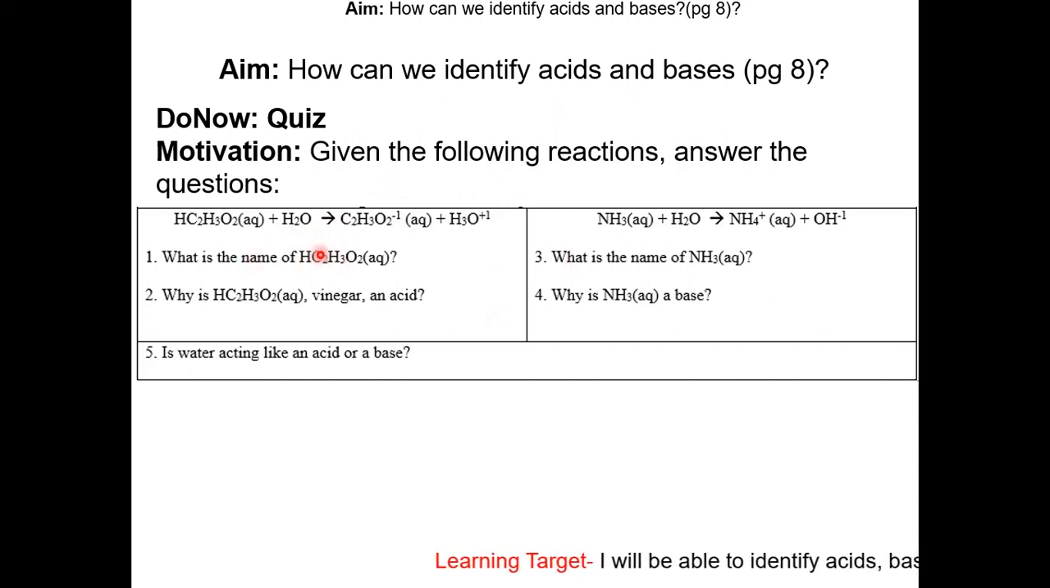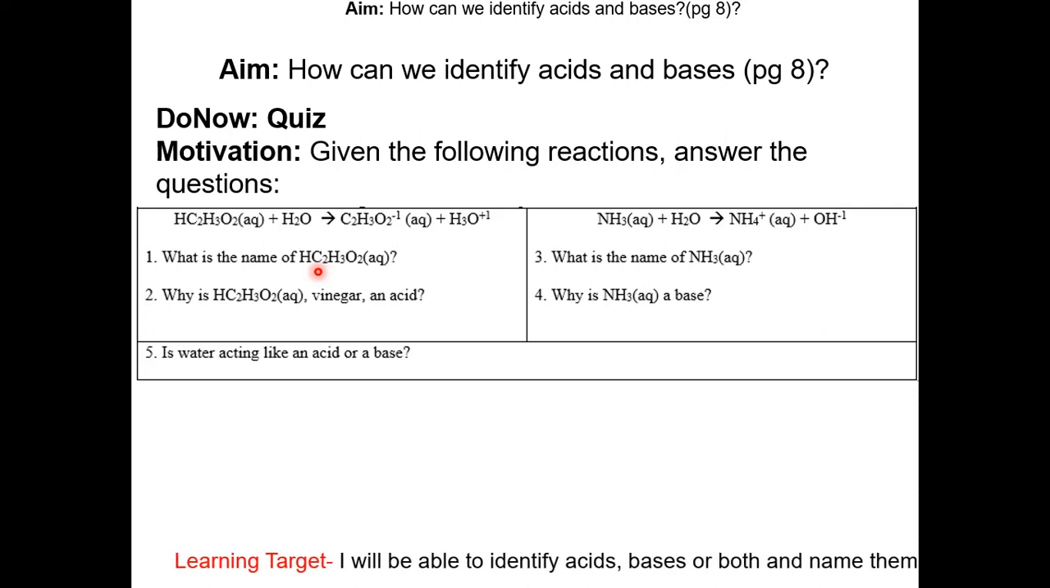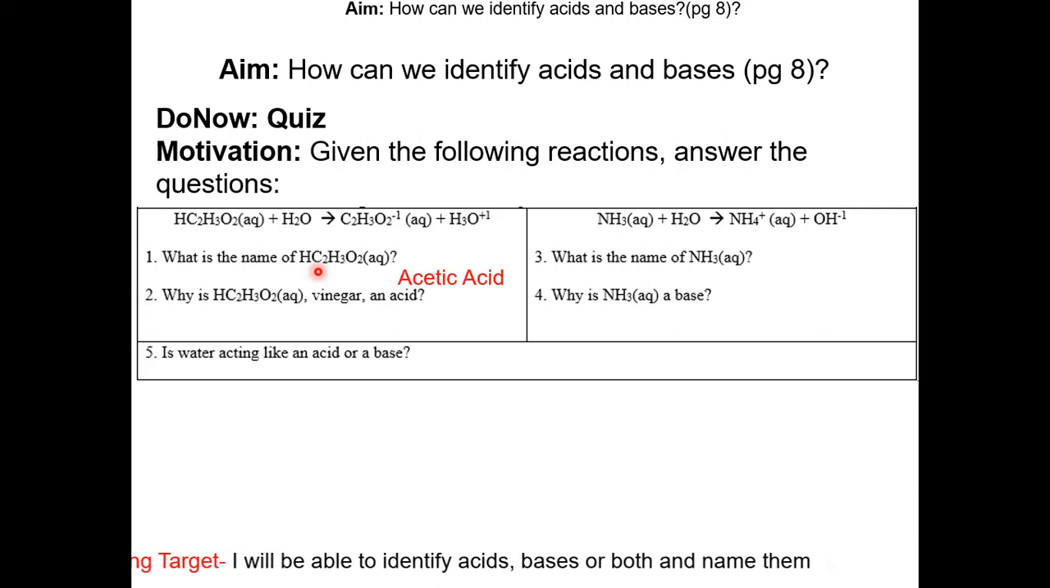What is the name of HC2H3O2 aqueous? This is an acid. If you look on Table K, it is acetic acid. Take a moment to watch a video on identifying acids and bases. The link to the video will be in the description. Once you watch the video, resume this one.